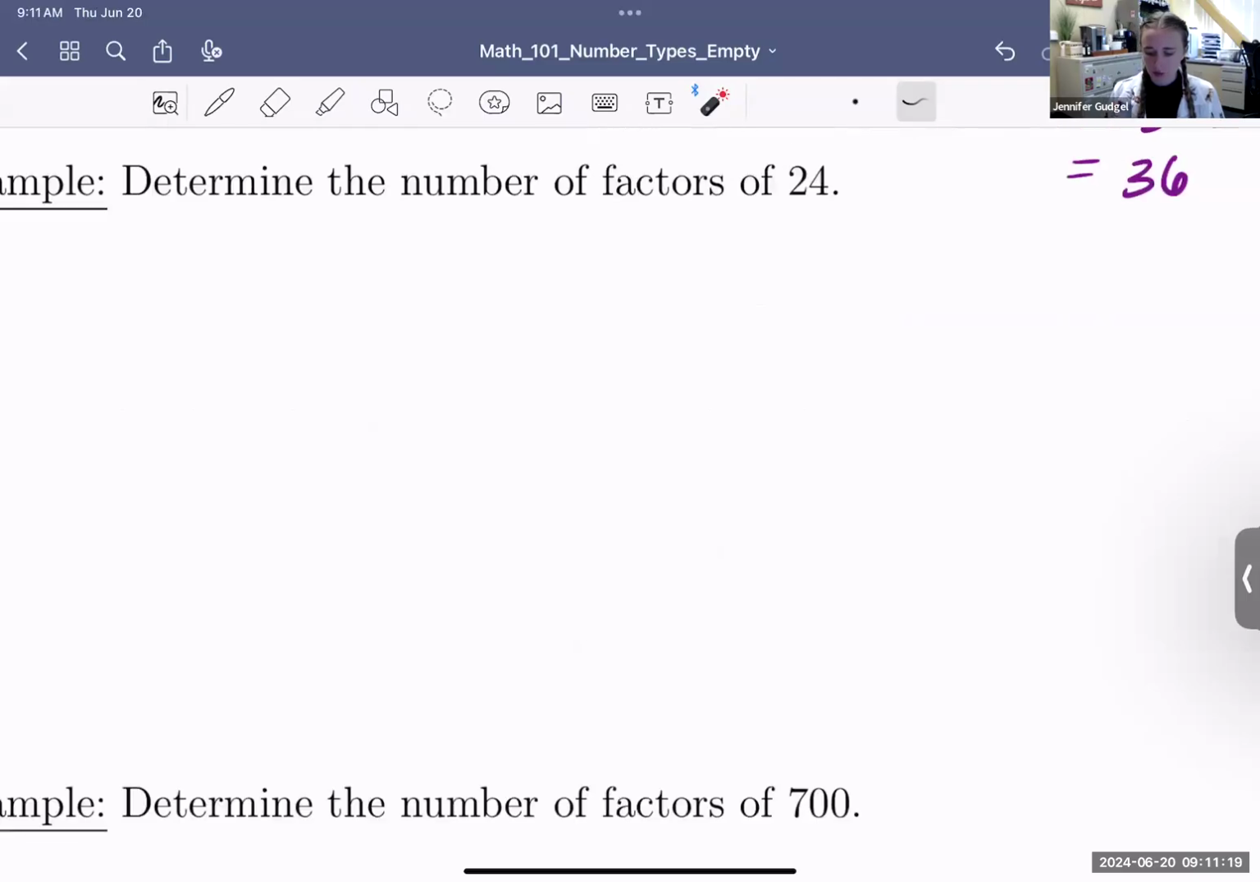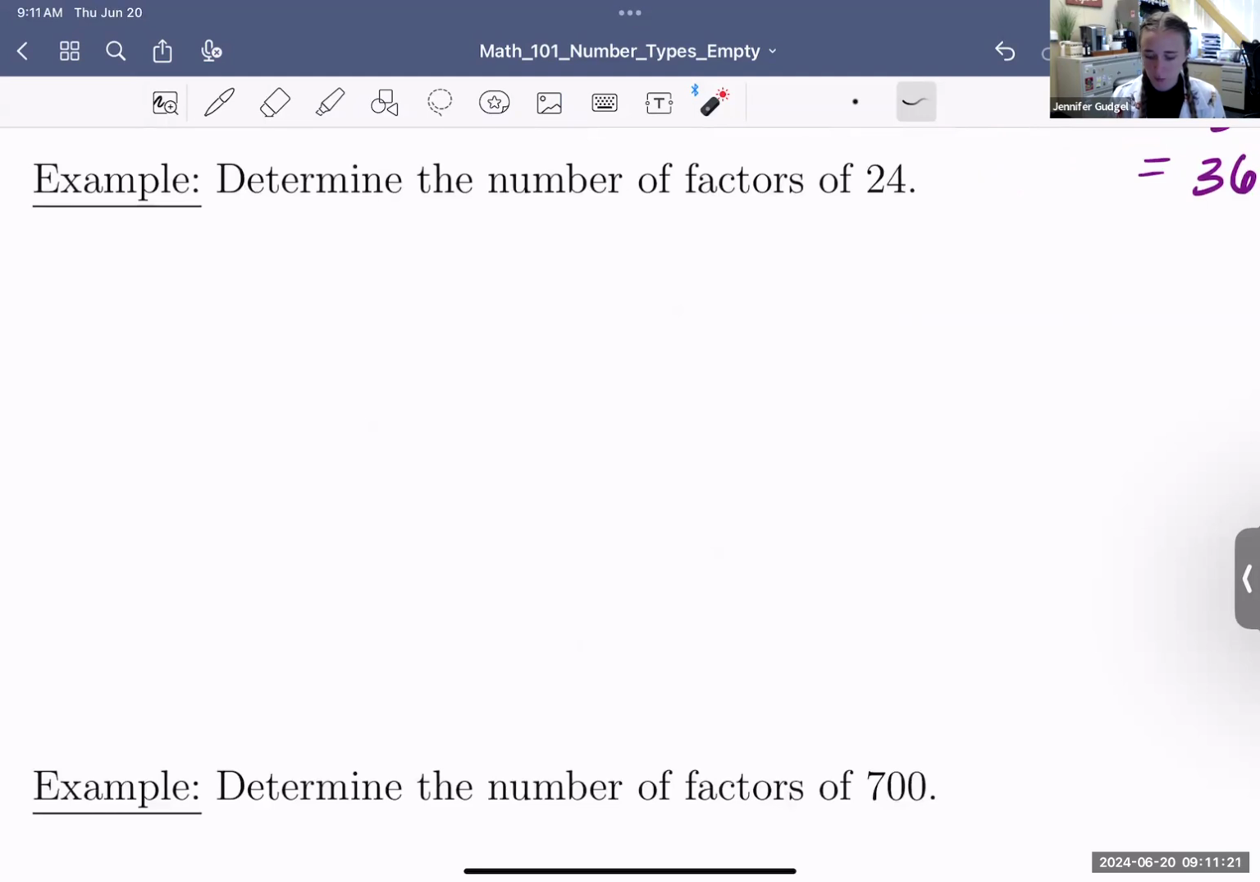So let's go ahead and try it on this one. 24. 24 is a pretty small number, so actually you can find all the factors of it not too hard. I'm actually going to show you one technique to find the factors. Now this technique I'm showing you first is not using the theorem just to say how many, right?